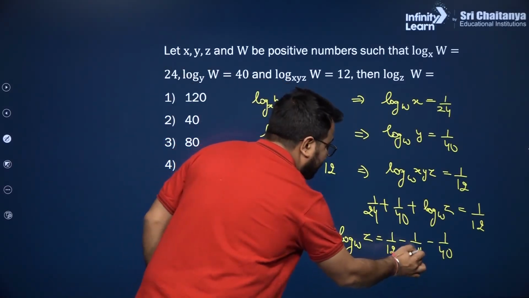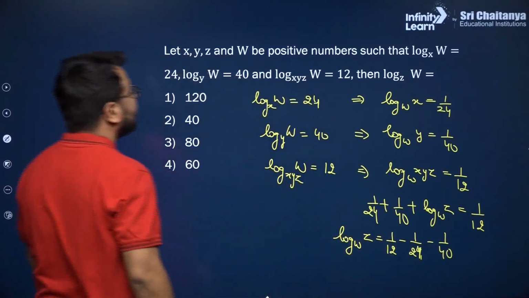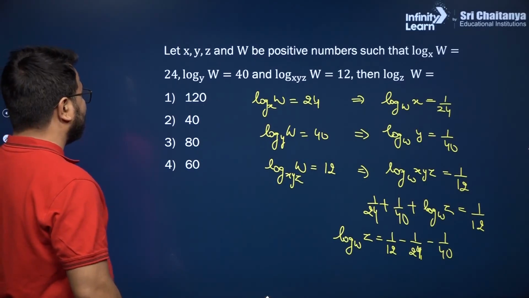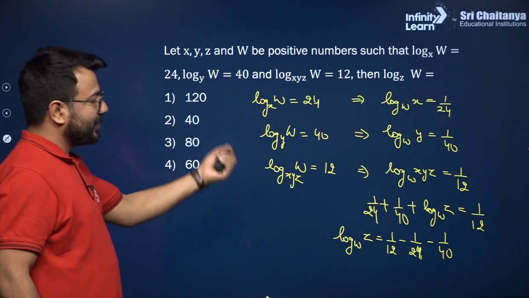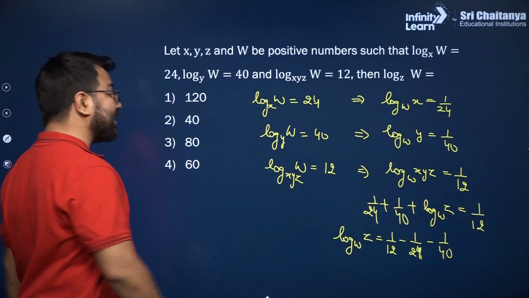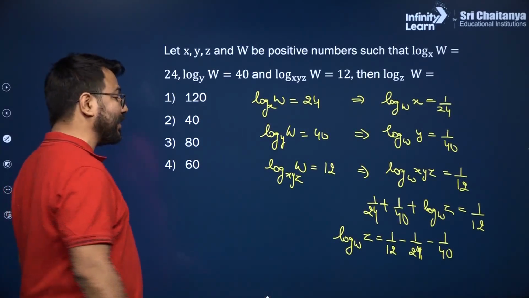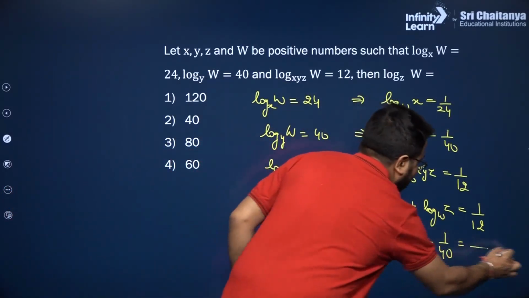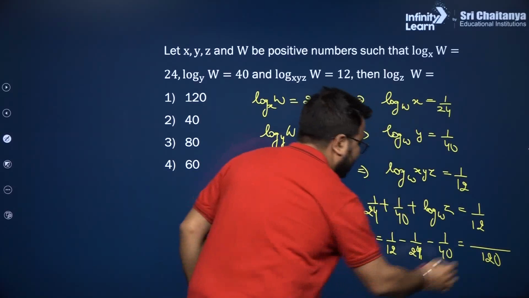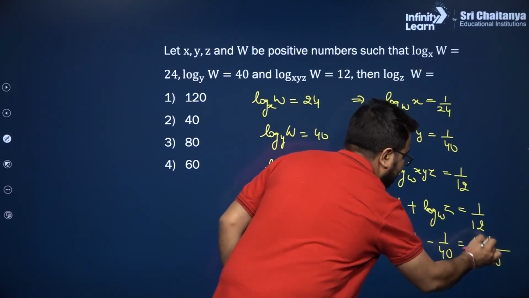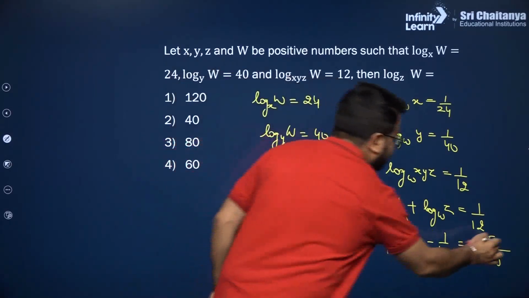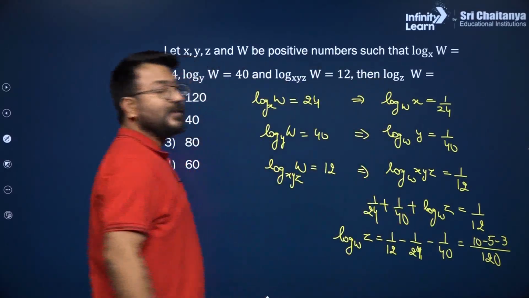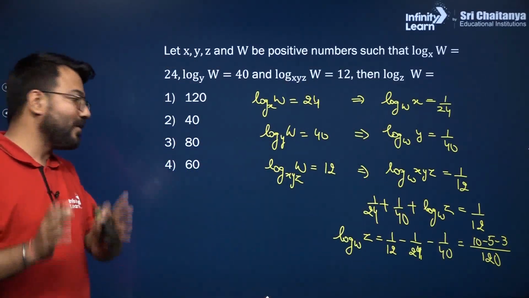Now if you want, you can take the LCM of this expression. 12, 24, 40 can generate an LCM of 120. So I'm writing here 120. Then the first term will be 10, the second term will be 5, and the third term will be 3. It will be converted to 2 upon 120, which is 1 upon 60.